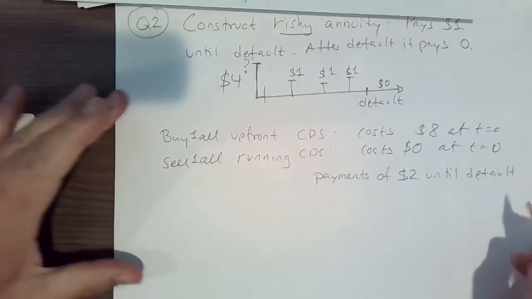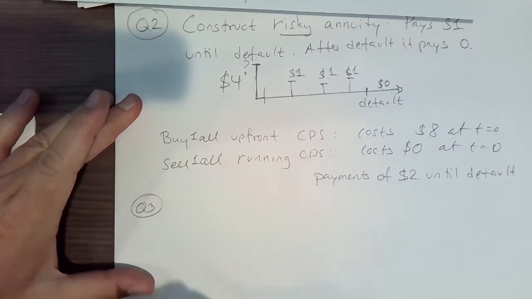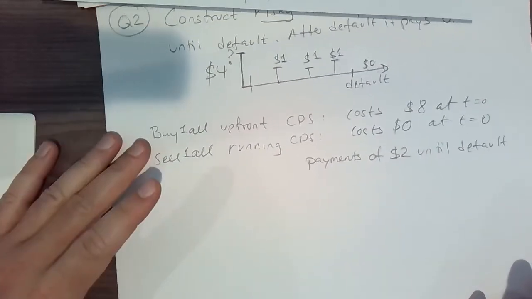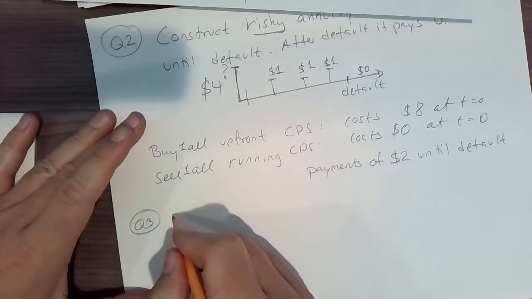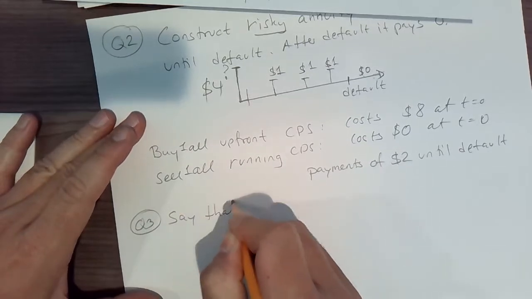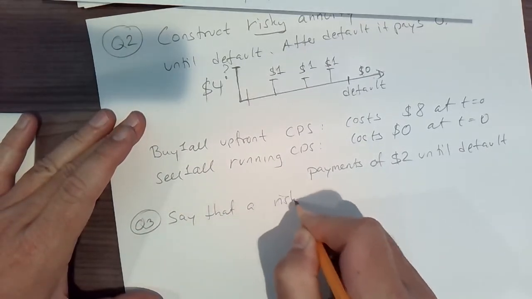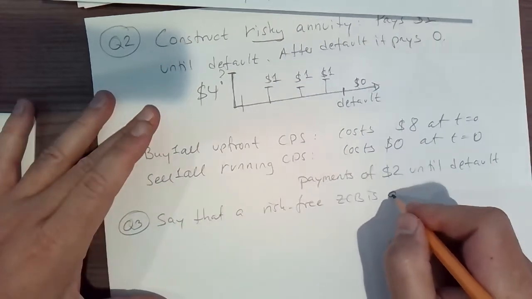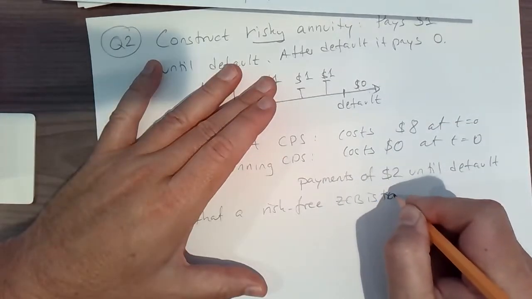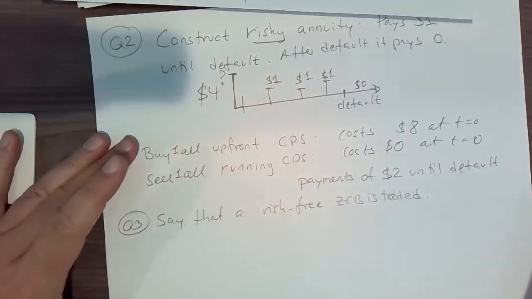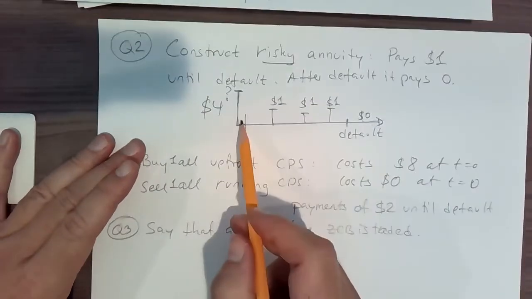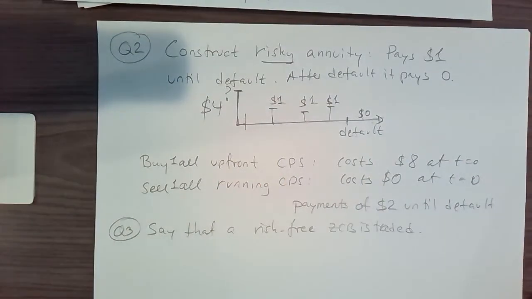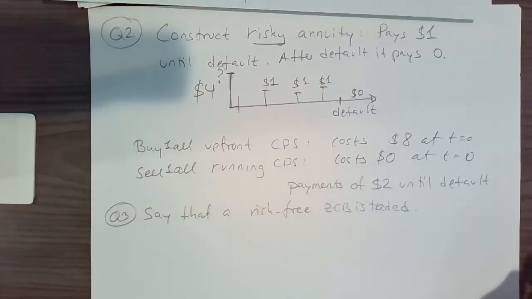And then the last question. So now we're going to say that there are zero coupon bonds traded. So say that a risk-free zero coupon bond is trading. So now you have the ability to also trade risk-free. In addition to all these CDS contracts that we have and this risky annuity, we can also trade in a risk-free zero coupon bond.